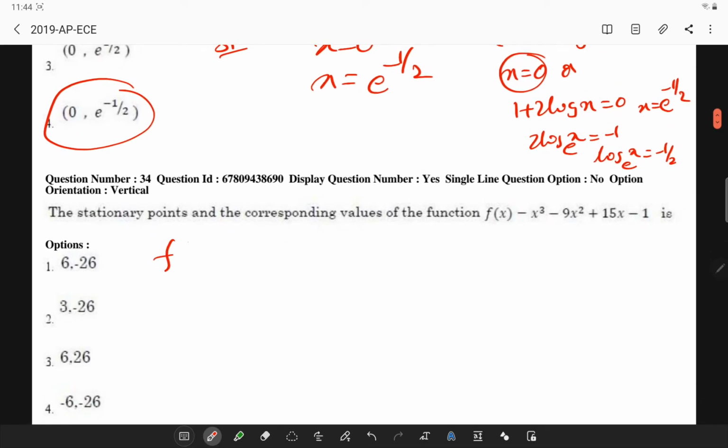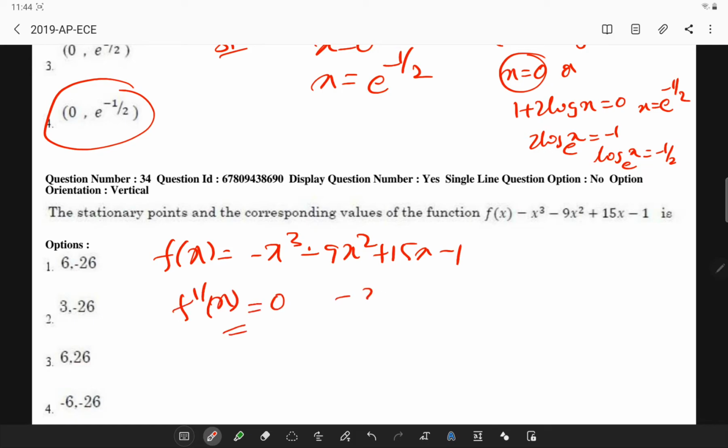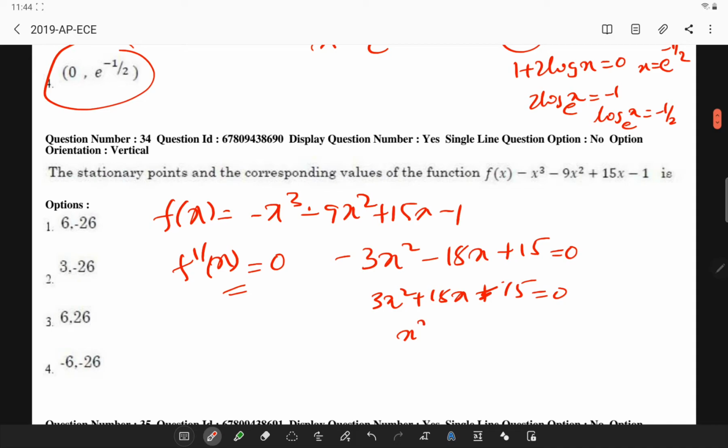Next, similarly, f of x is minus x cube minus 9x square plus 15x minus 1. So f dash x is equated to 0. So minus 3x square minus 18x plus 15 is equal to 0. If I multiply by a minus and divide by 3, I'll be getting 3x square plus 18x minus 15 is equal to 0, or x square plus 6x minus 5 is equal to 0.